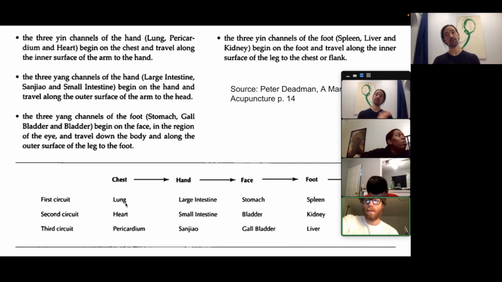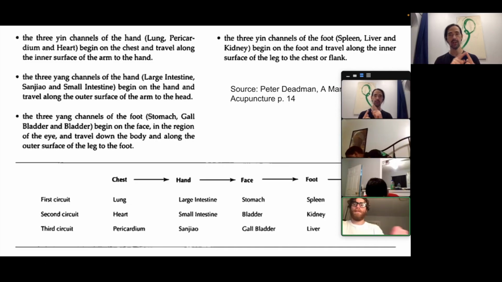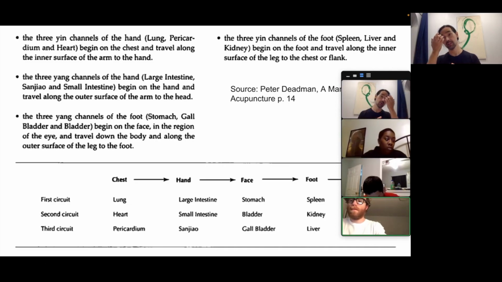So now let's put them in order. So the beginning of the circuit is always the lung and the end of the circuit is always the liver. And that's actually how we think about it in acupuncture. Like when we want to really cycle the chi, like push the energy through the whole body really strongly, we don't just needle one meridian here, one meridian there. We intentionally needle the last point on the liver meridian, where the chi is right about to turn over to the first point of the lung meridian.